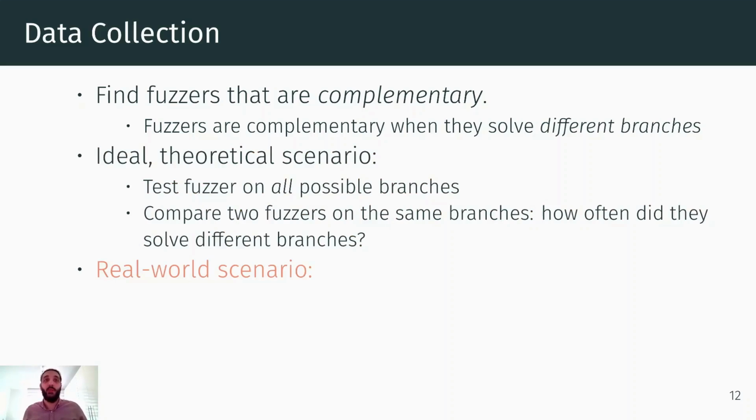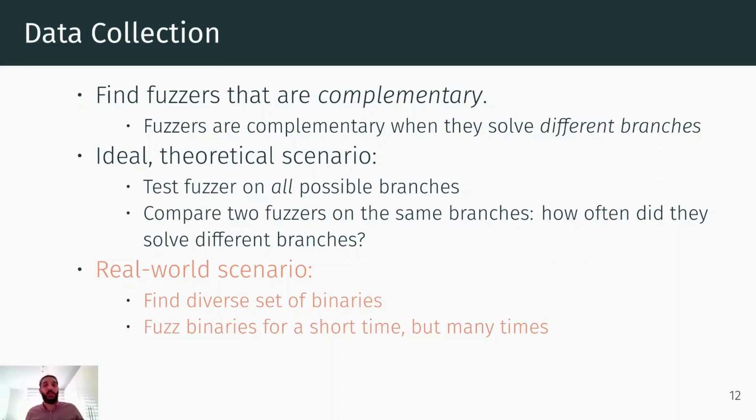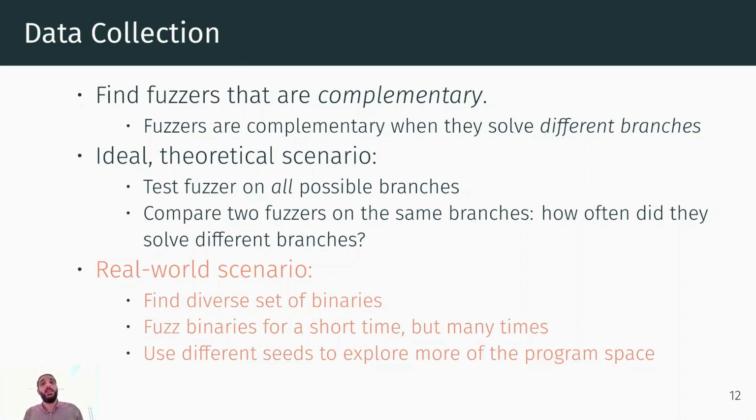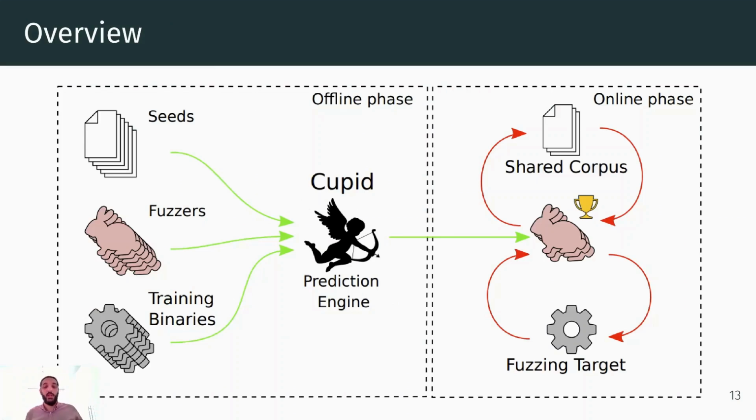Because this is not possible in real life, what we instead do is pick a diverse set of binaries. We picked 10 binaries out of Google's fuzzer-test-suite that are really diverse in their purpose and nature. There's some network application stuff in there and also image parsing stuff, for example. We let every fuzzer fuzz every binary for a short amount of time, but many times, again because of inherent randomness. Then we collect how often this fuzzer was able to solve all of the branches that it encountered in this limited time period. The idea is that if we pick our diverse set of binaries well, then hopefully it will to some degree represent all the branches that we will see in future. So on average, that should work out. And we also use different seeds to explore more of the program space, not just one single seed.